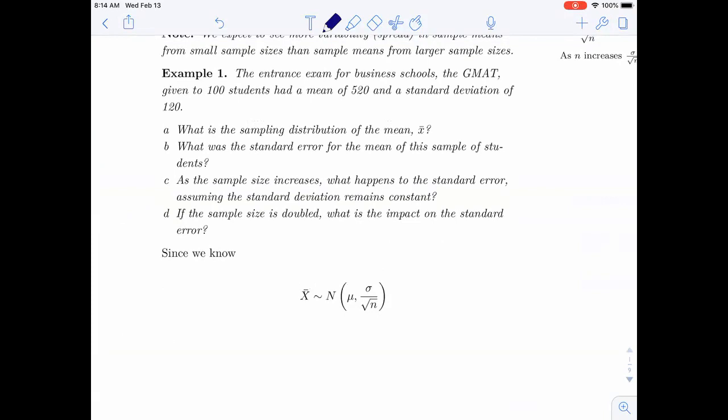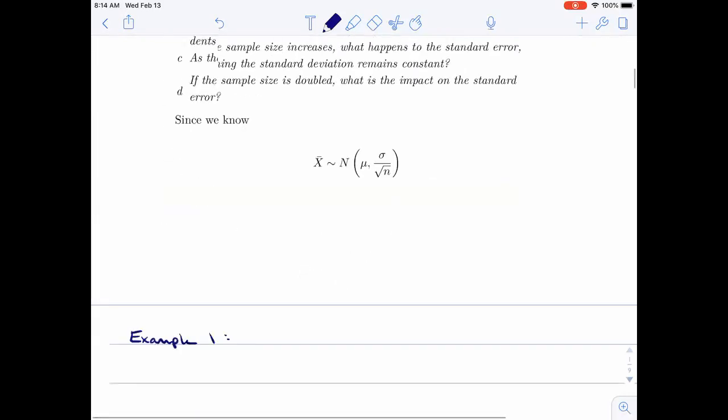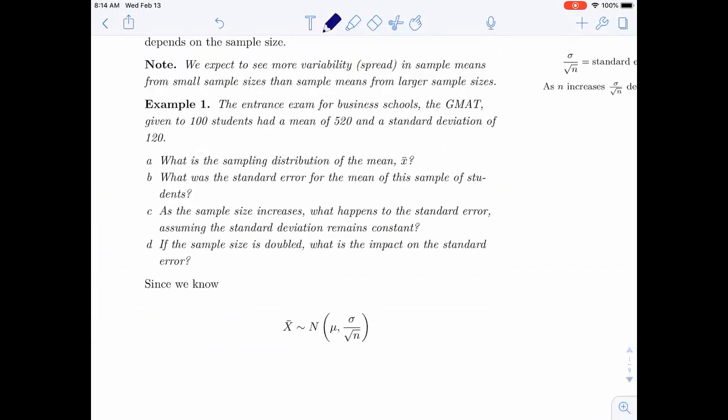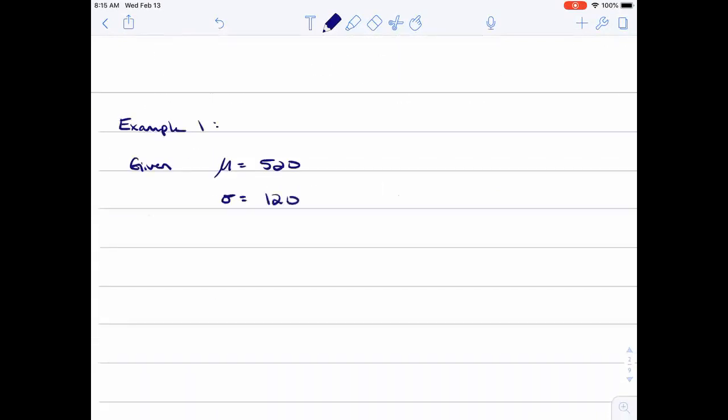The entrance exam for business schools, the GMAT, given to 100 students had a mean of 520 and a standard deviation of 120. Okay. So part A, what's the sampling distribution of the mean x bar? Okay. So we're given that the mean is 520. The standard deviation is 120, and the sample size that we have is 100.